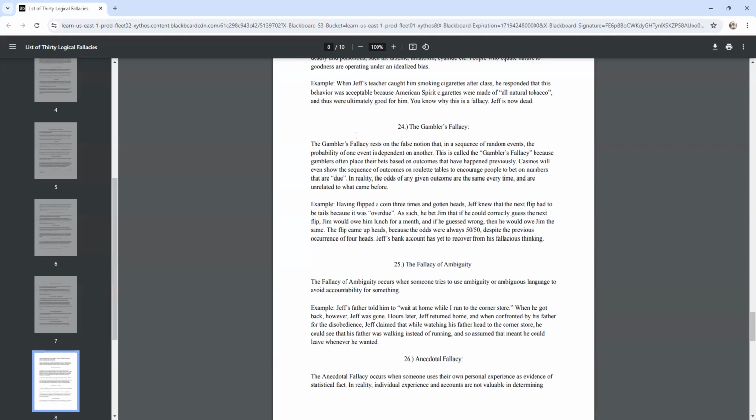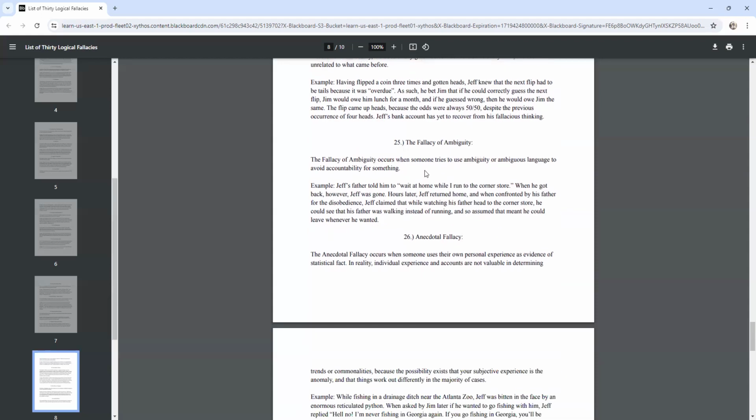Example, having flipped a coin 3 times and gotten heads, Jeff knew that the next flip had to be tails because it was overdue. As such, he bet Jim that if he could correctly guess the next flip, Jim would owe him lunch for a month. And if he guessed wrong, then he would owe Jim the same. The flip came up heads because the odds were always 50-50 despite the previous occurrence of 4 heads, and Jeff's bank account has yet to recover.